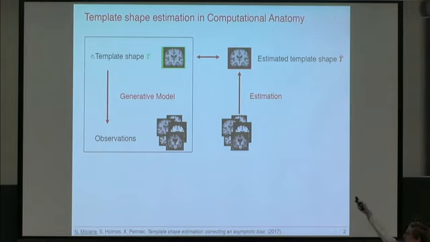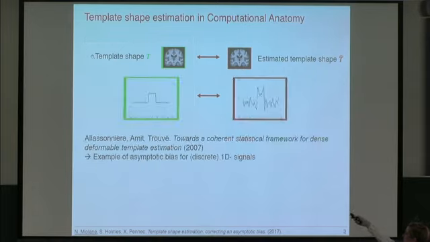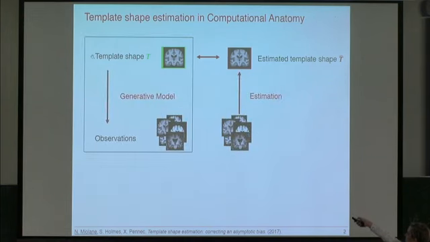As I said, we assume there is a template shape T that belongs to some shape space. A generative model where some randomness is introduced generates the observations that we have. And the whole goal of the algorithm is doing the reverse. So given the observations, the brain images here, can we recover the parameter that has generated them? And of course, when you compare these two, it depends on the generative model that you have assumed and the estimation procedure that you're using.